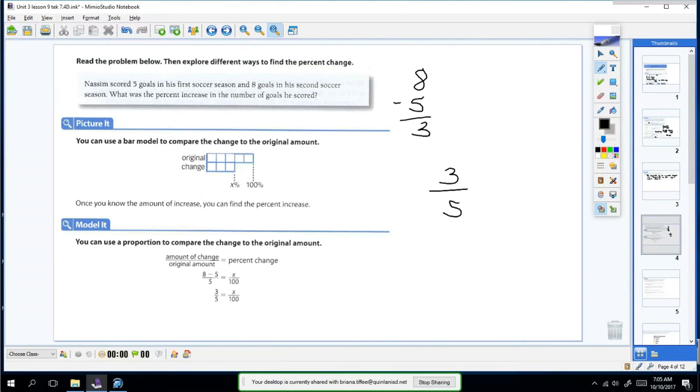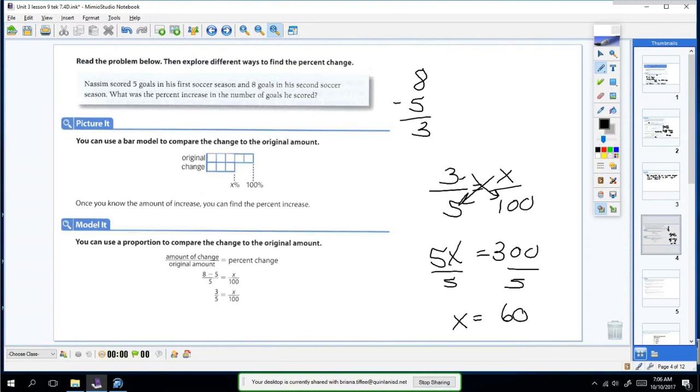So we have to figure out the percent of this. So it would be x over 100. So again, we're going to cross multiply. So x times 5 is just 5x. 3 times 100 is just 300. So then you're going to divide by 5. 5 goes into 300 60 times. My bad. So that means my percentage is 60%.